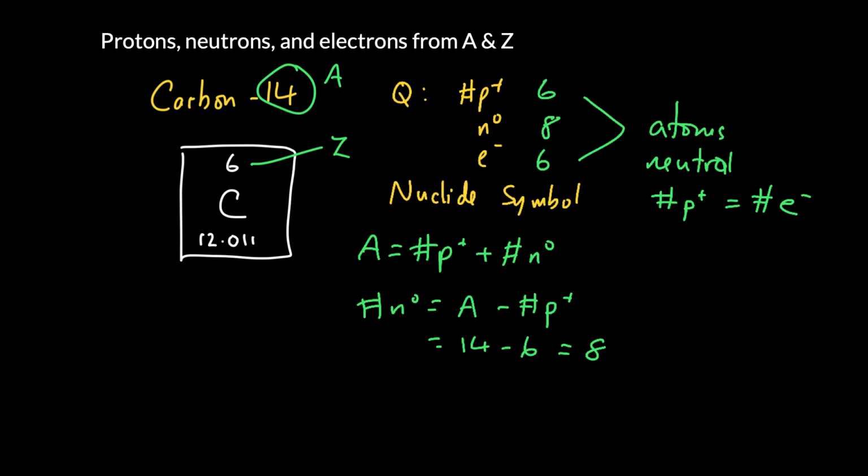And the last thing is the nuclide symbol. If you remember, the nuclide symbol is essentially the element symbol, and we write the mass number up high and the atomic number down low. So the element symbol is C, the mass number is 14, and the atomic number is 6, so it looks something like that.